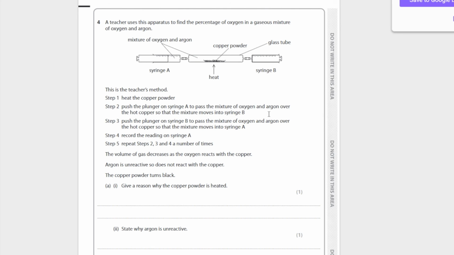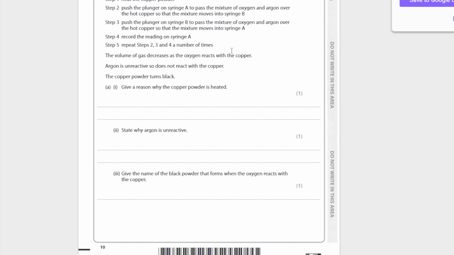It says step one: heat the copper powder. You can read this practical here. It's missing a lot of key components from air, mainly nitrogen, and the 0.04% of carbon dioxide, but basically everything else, oxygen and argon, is there. Don't get confused. Just take in the fact that we've seen this practical before, except instead of air, we're using a mixture of oxygen and argon.